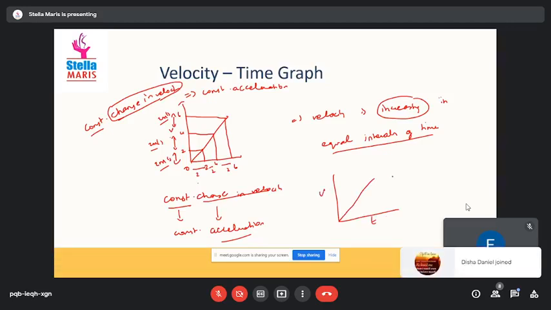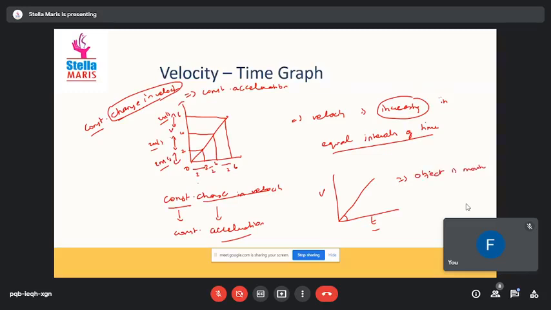So this will be the graph. Okay, the straight line inclined to the time axis in velocity time graph. This shows that object is moving with constant acceleration. Okay, this shows that the object is moving with constant acceleration.